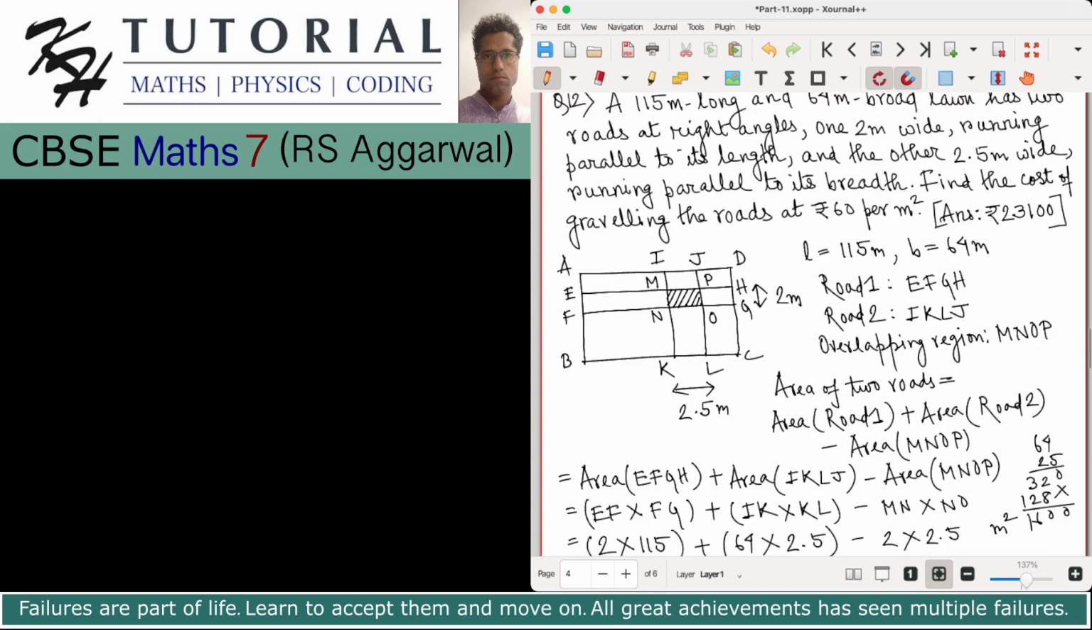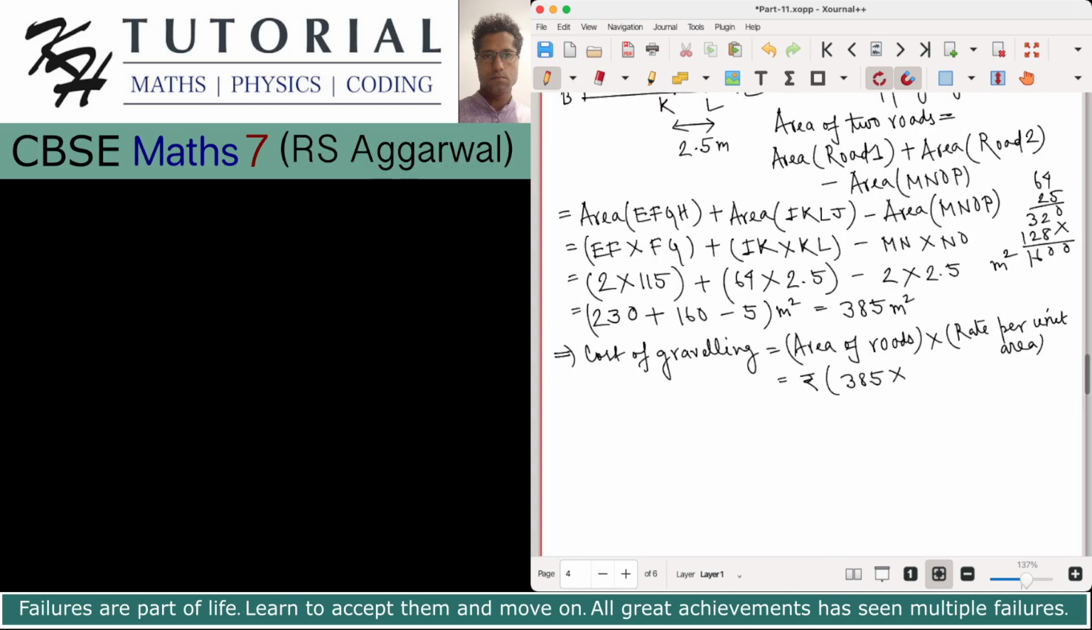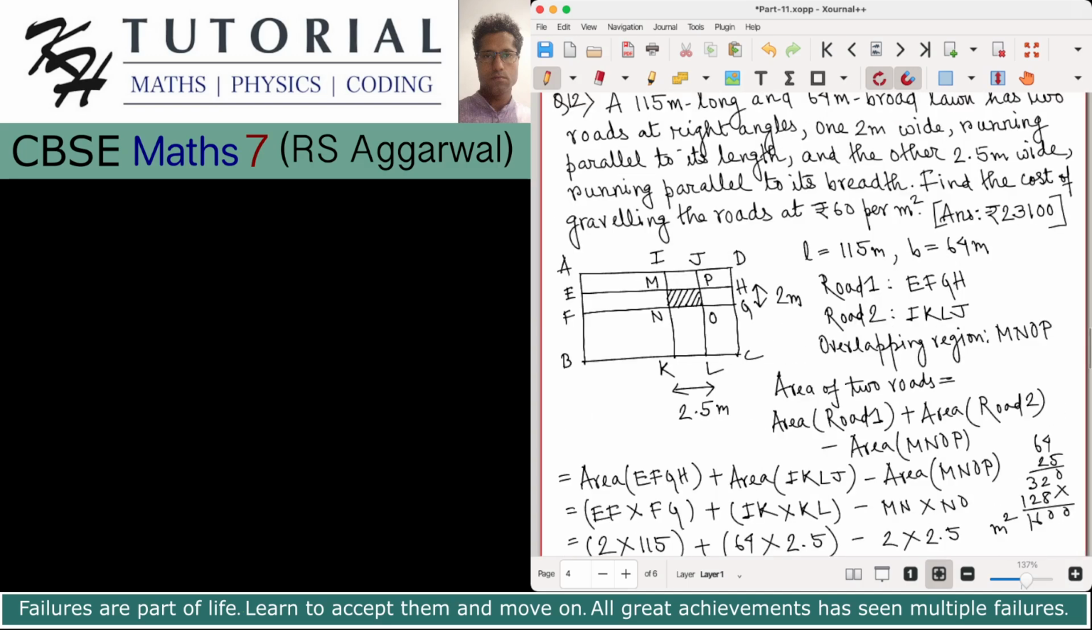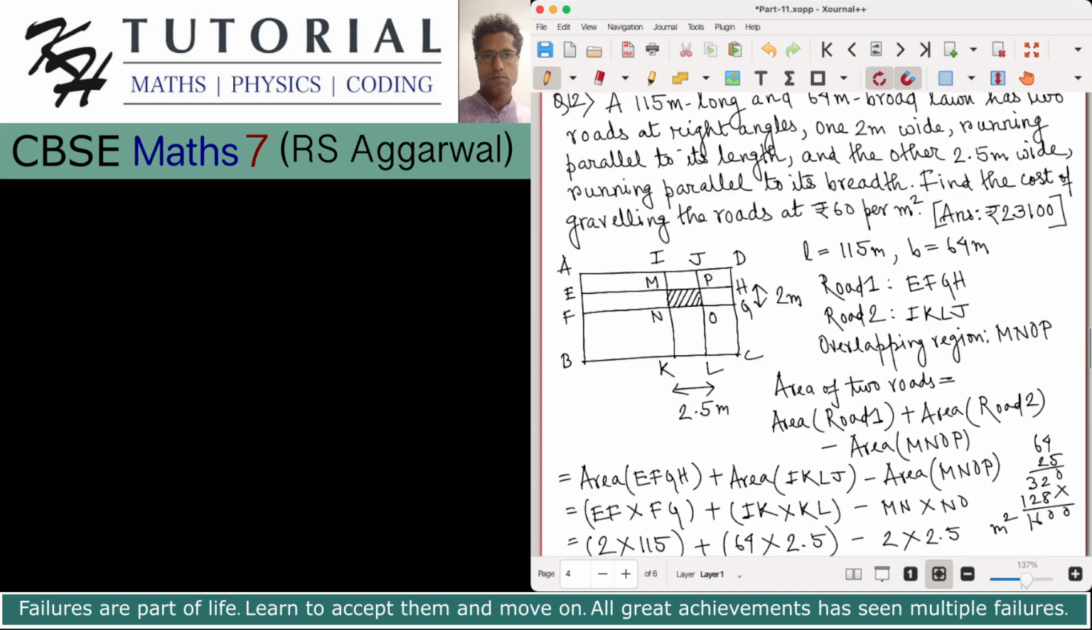So the rate per meter square must match with the unit of the area of the lawn. So this will be 385 multiplied by 60, which is rupees 23100. Rupees 23100 will be the cost of graveling the two roads.